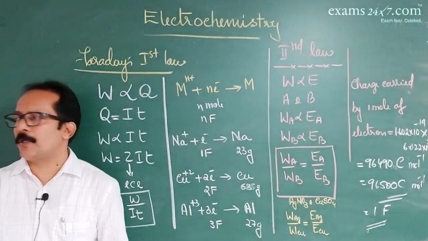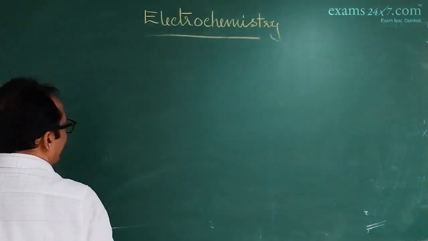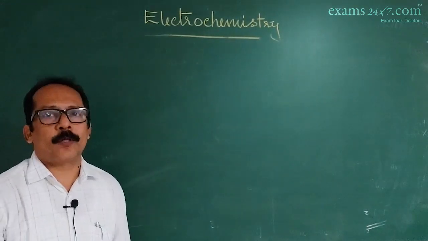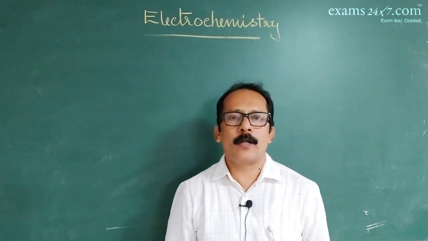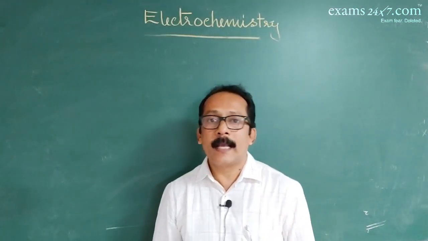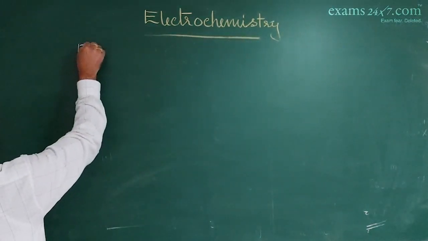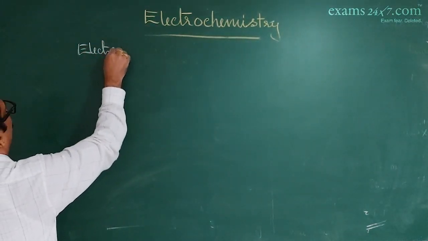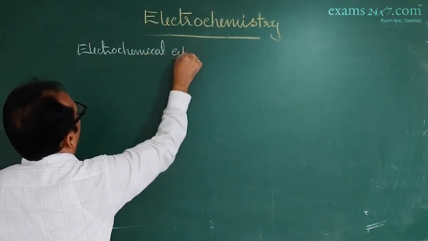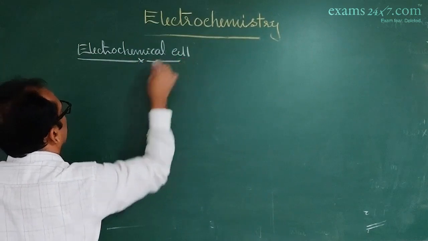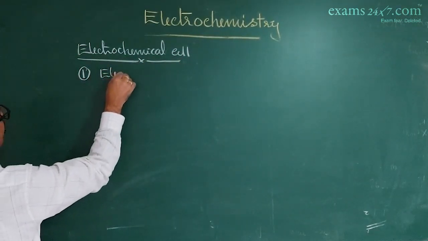The next part is about electrolytic cells. An electrolytic cell comes under electrochemical cells. There are two types of electrochemical cell. One is called the electrolytic cell and the other is called the galvanic cell. The first one is the electrolytic cell.